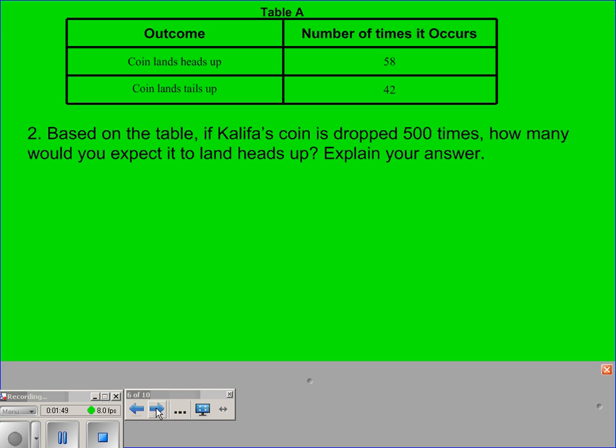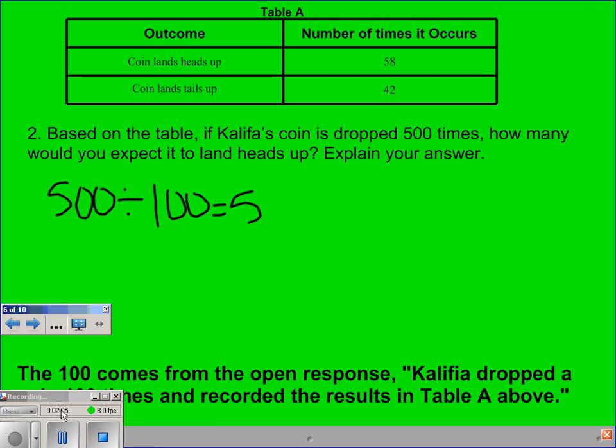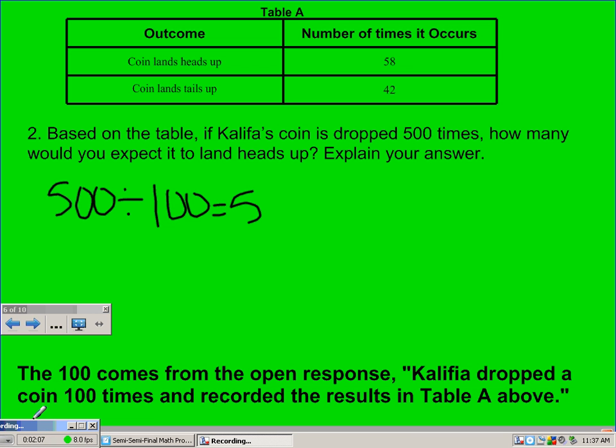2. Based on the table, if Khalifa's coin is dropped 500 times, how many times would you expect it to land heads up? Explain your answer. If you divide 500 by 100, you get 5. The 100 comes from the open response. Khalifa dropped a coin 100 times and recorded the results in Table A above.